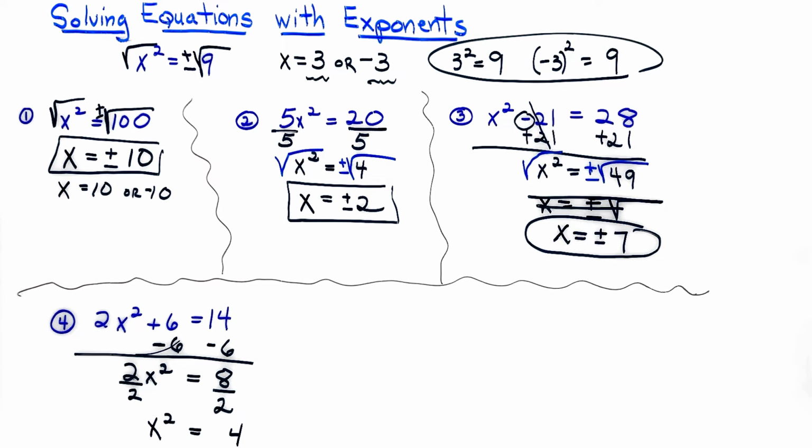I know now that I have x squared by itself, my very last step is taking the square root of both sides, and my answer will always be a positive and a negative. So x is equal to a positive or a negative 2.